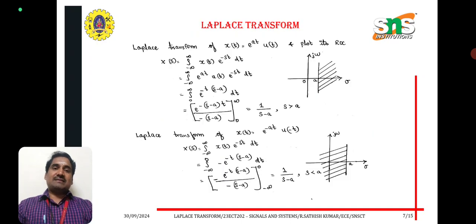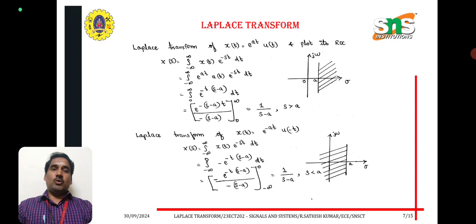Next one, Laplace transform of x of t equal to e power at into u of t, and plot its ROC. X of s is equal to integral over minus infinity to plus infinity x of t into e power minus st into dt. x of t means e power at into u of t. Now we can change the limits from 0 to infinity. e power minus t we can take as common, (s minus a) into dt. Now we can integrate and then substitute the limits. We can get it as 1 divided by s minus a. s should be greater than a.